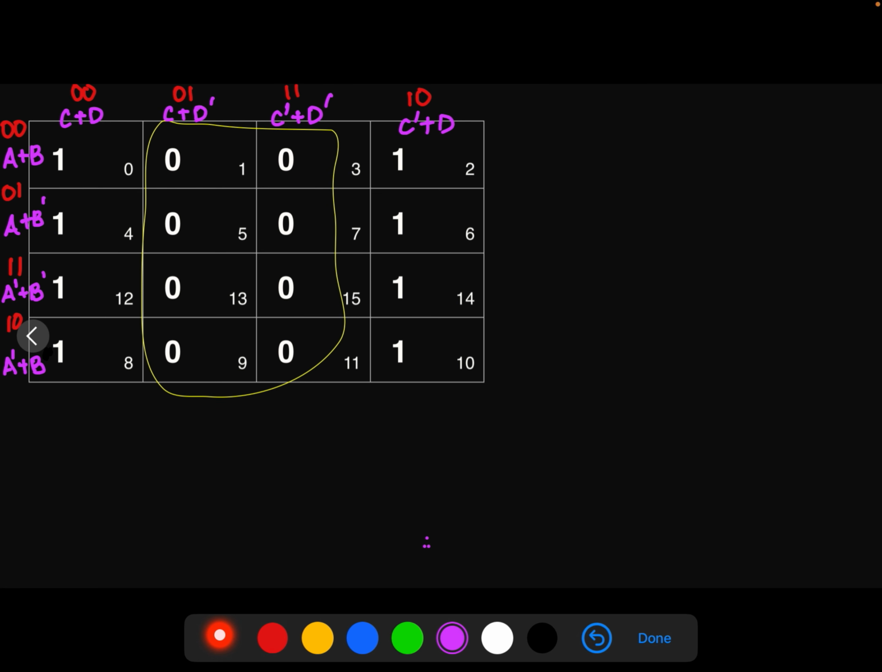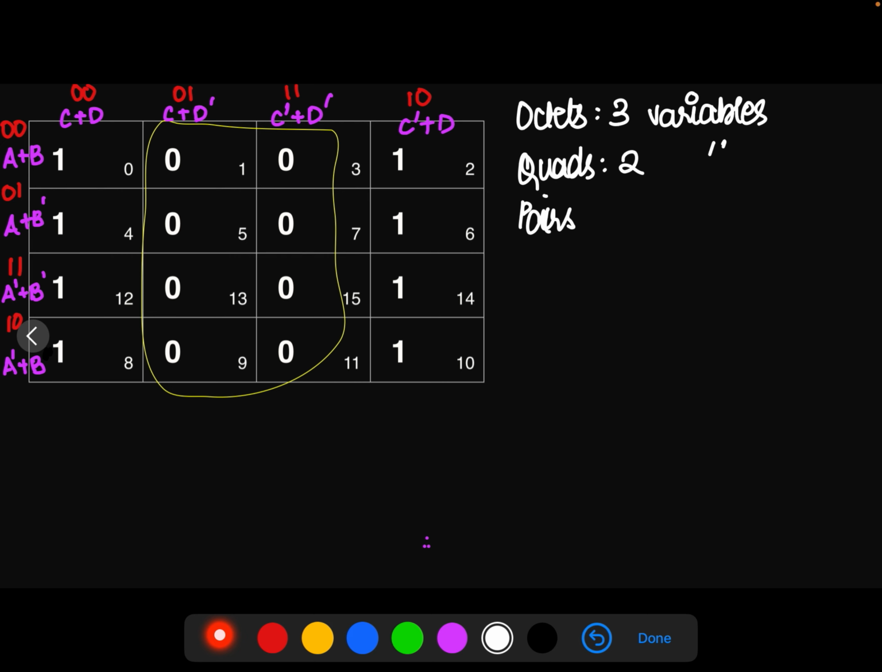Now let's move on to the next part: how to simplify these expressions. As we learned in SOP, octets eliminate 3 variables, quads eliminate 2 variables, and pairs eliminate just 1 variable. It's important that you remember that. Now, how do we do the simplification part?